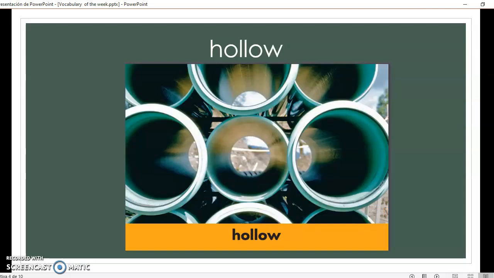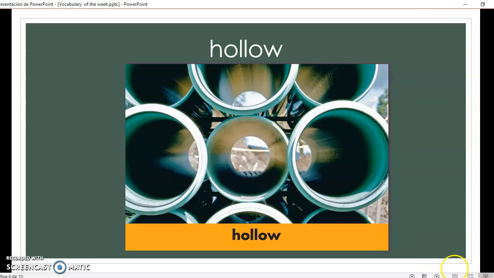Hollow. Here I have a picture of tubes. I decided to put this picture because it represents the meaning. Hollow means empty, something that doesn't have the inside, like these tubes. They're hollow. And sometimes, if you scream in them, you can hear like an echo. Hollow.